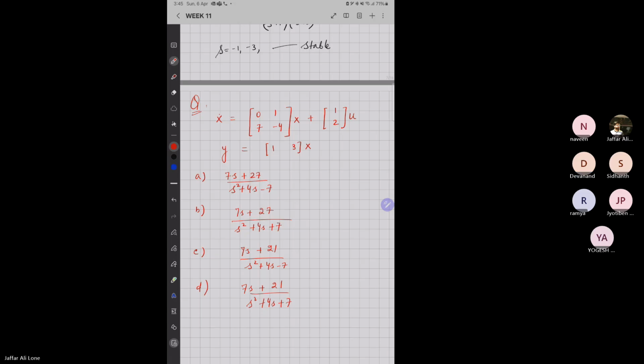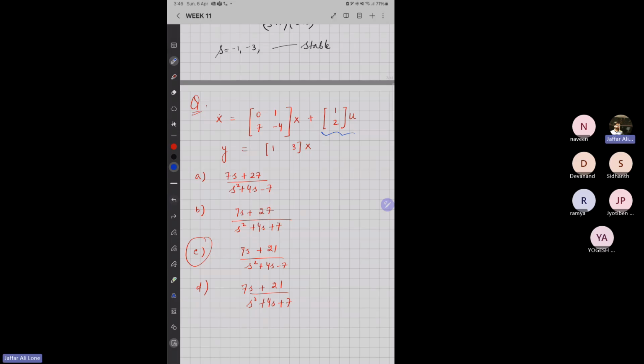Option C, sir. This one? Yes, sir. Are you sure? Can you cross check? I have just used the shortcut, sir. Which shortcut? Like this is the form, A is the form of canonical form, sir. No, that's the problem. It's not in canonical form. If you see this B matrix, is it a canonical form? What's the B matrix in a canonical form? If this was 0, then no problem. But this is not 0. This is not in canonical form.